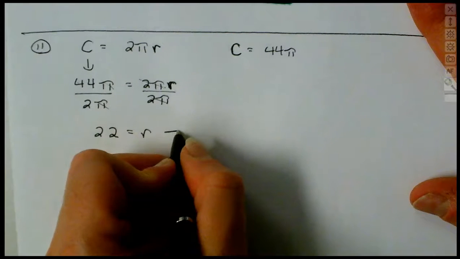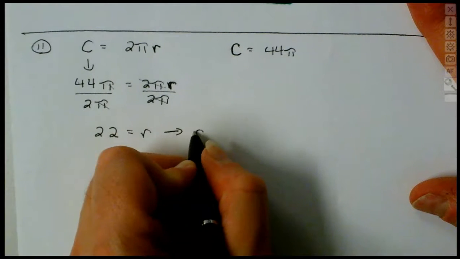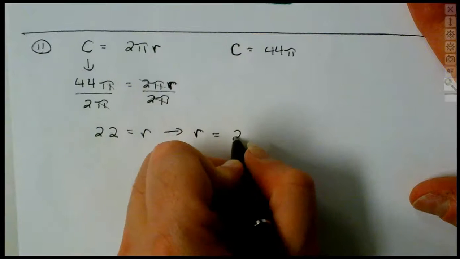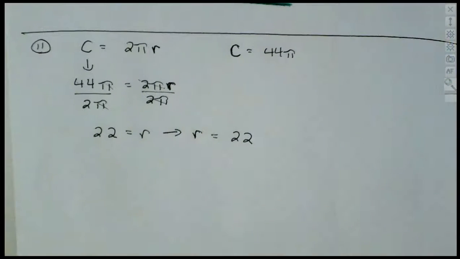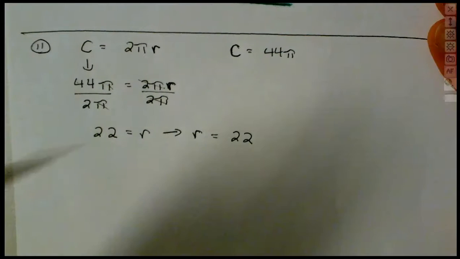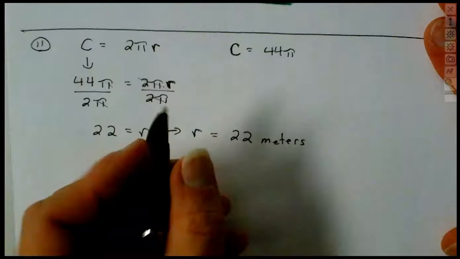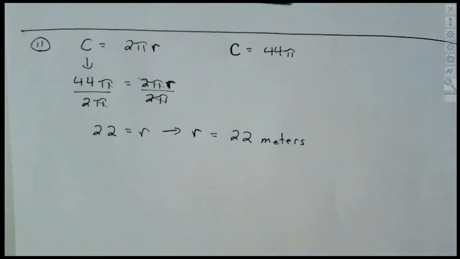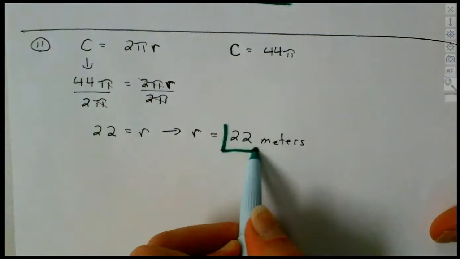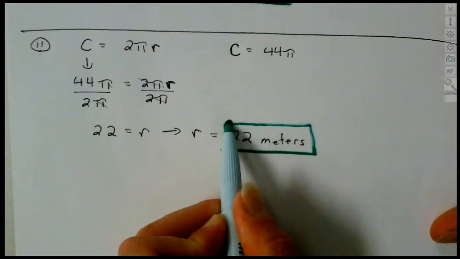So we're going to rewrite that with the r on the left. So our r equals 22. And what are our units? Well, it says the circumference of a circle is 44 pi meters. So we found our radius. Radius we can measure. Radius will also be in meters. So your answer on that one would be 22 meters. And those pi's, they cancel out.